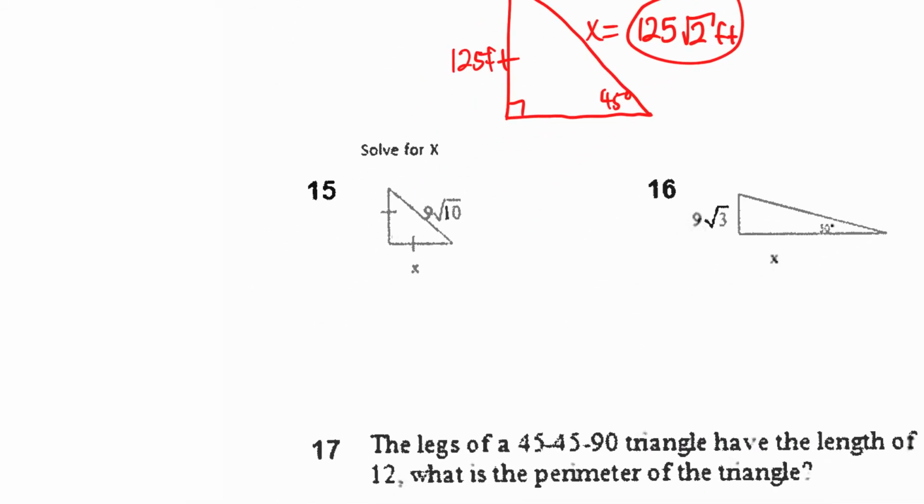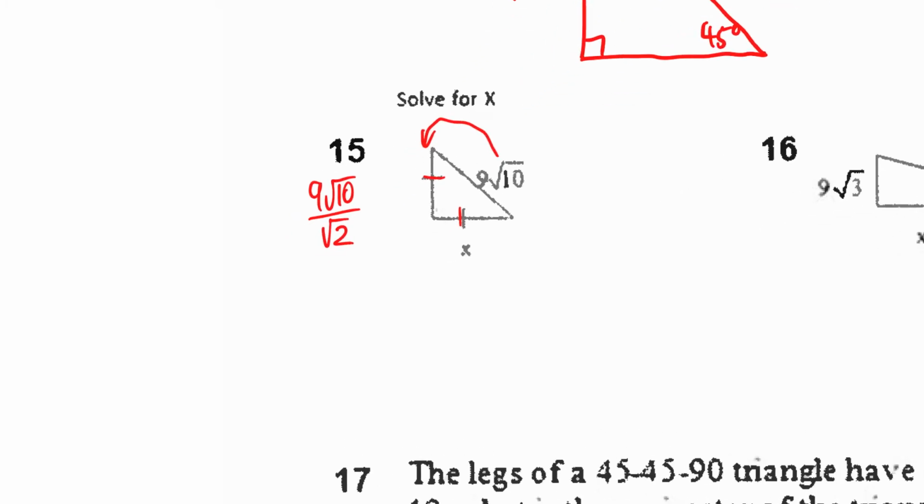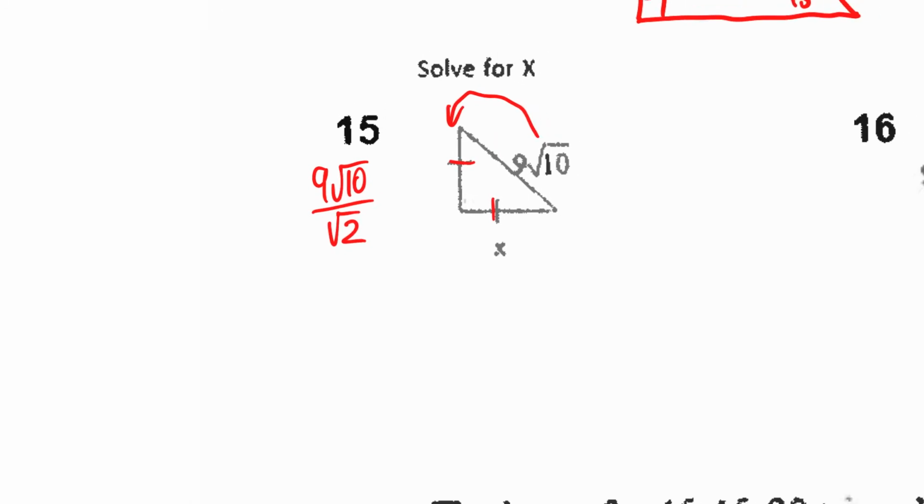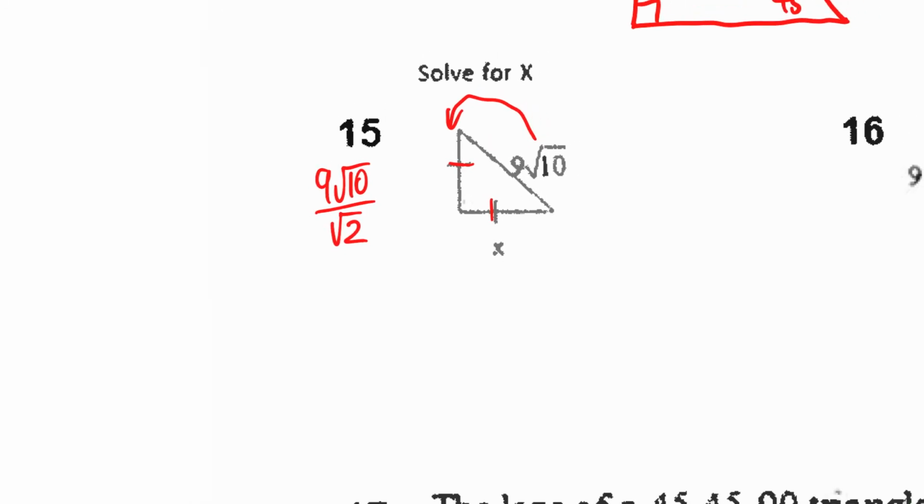Okay, number 15. So on this 45, 45, 90, going from the hypotenuse back to the leg, what do I do? Good. Divide by the square root of 2. So 9 square root of 10 divided by the square root of 2. What's that going to turn into? 9 square root of 5. Thank you. Okay. So it just turns into 9 square root of 5 because the 10 divided by the 2 right here gives us that 5.